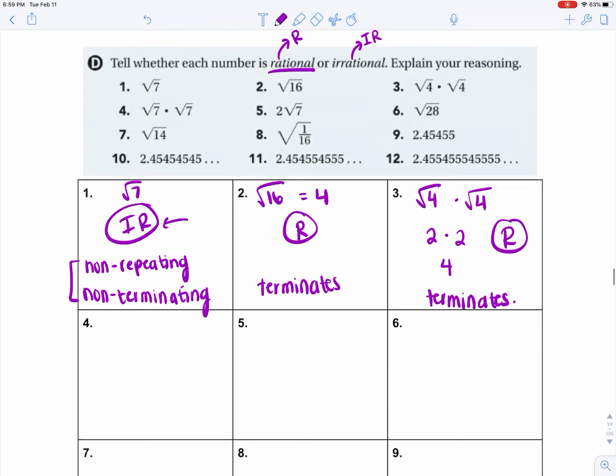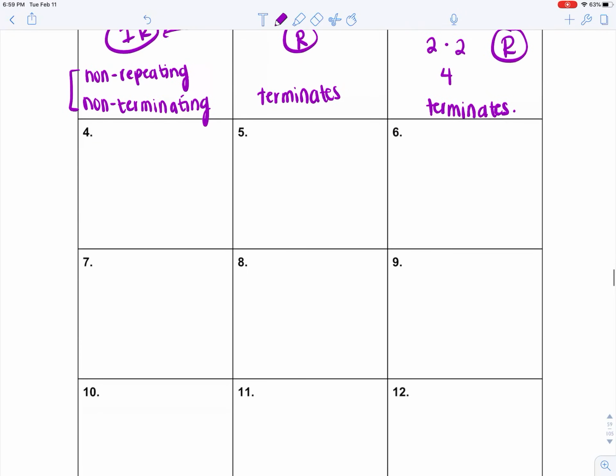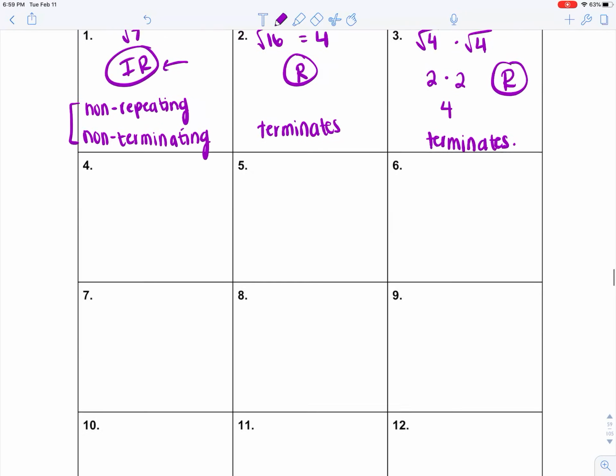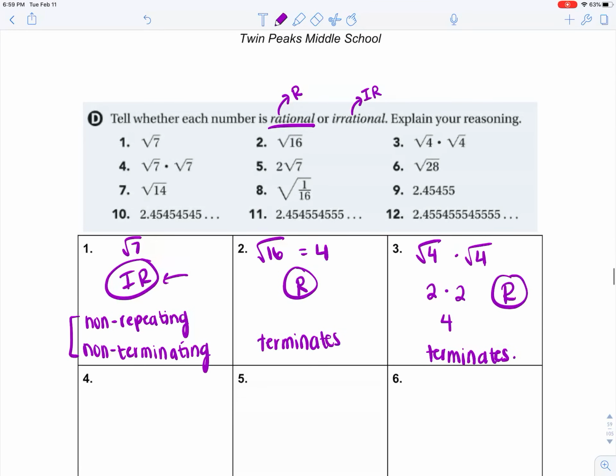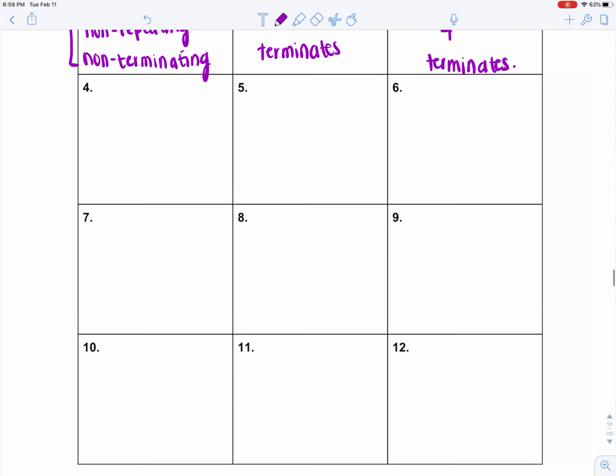All right, kiddos, I feel like you guys can take the wheel from here. So answer questions 4 through 12. Classify each of these numbers as irrational or rational, and then tell me, how do you know? What makes it rational? What makes it irrational? All right, you guys got this.